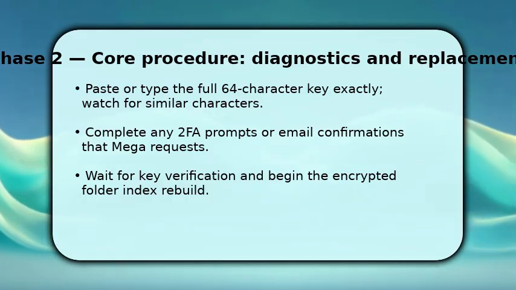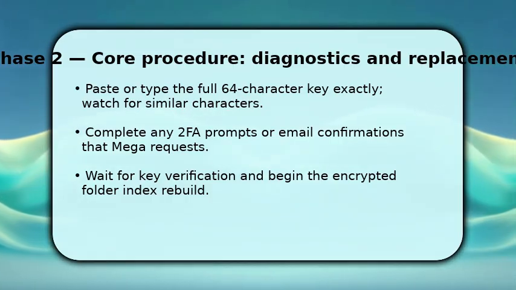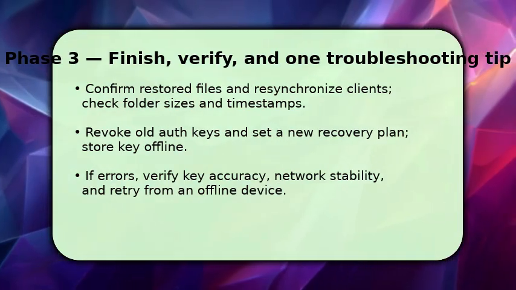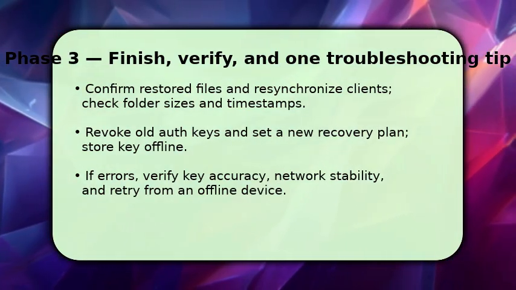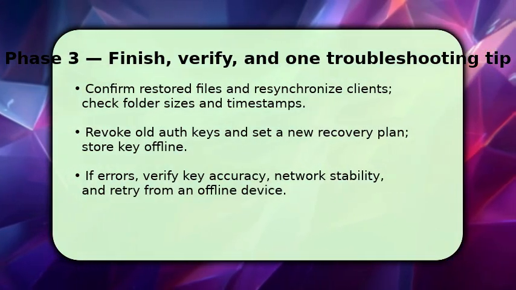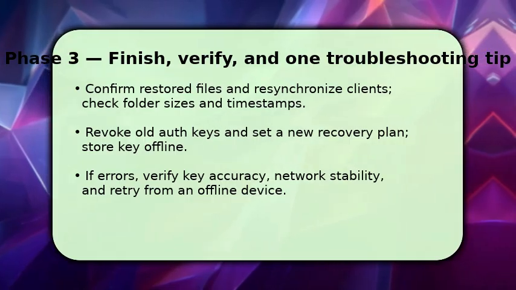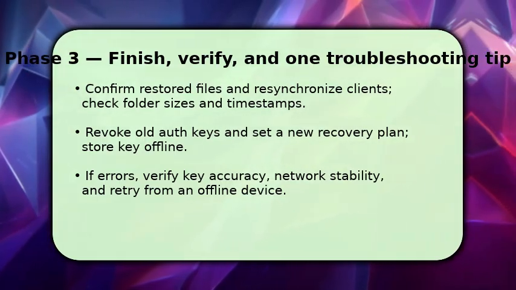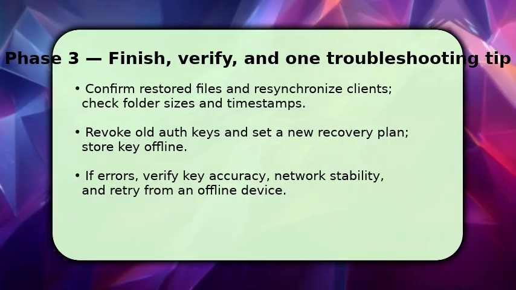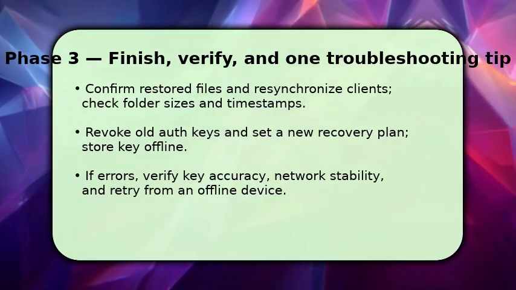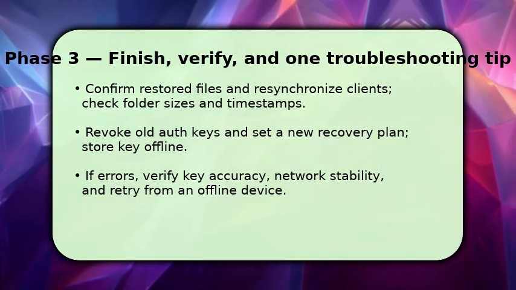Finish by confirming your files, resynchronizing any desktop or mobile clients, and checking folder sizes and timestamps so you know everything returned. Once satisfied, revoke old authorization tokens, update passwords, and set a safer recovery plan. Store the recovery key offline in at least 2 secure locations.